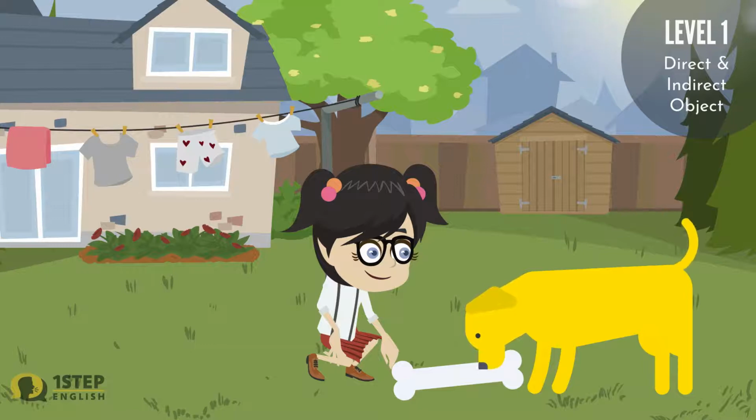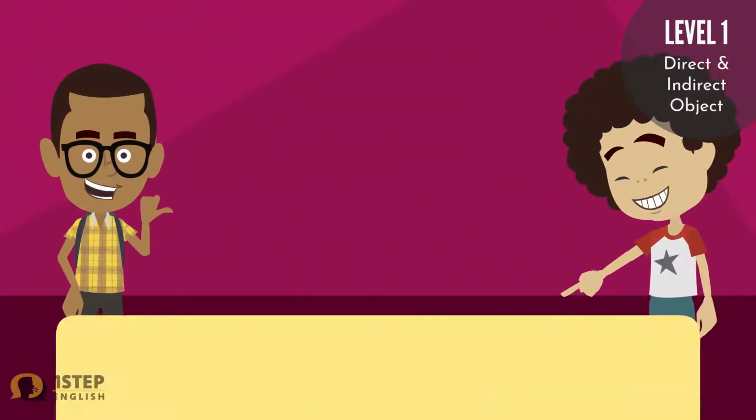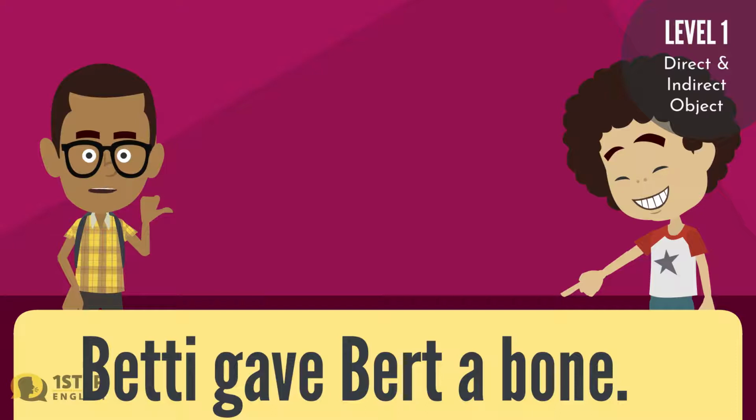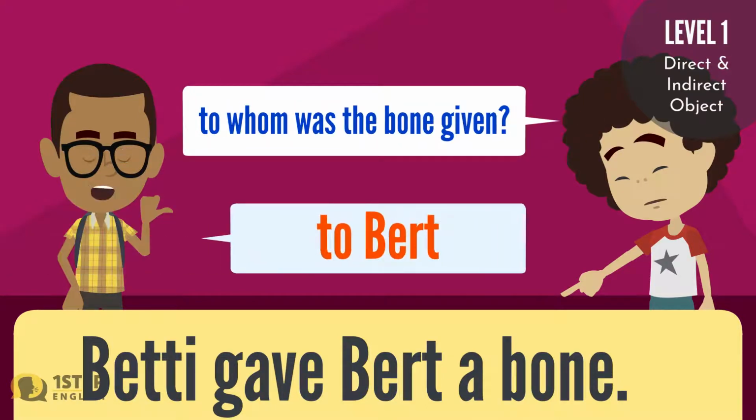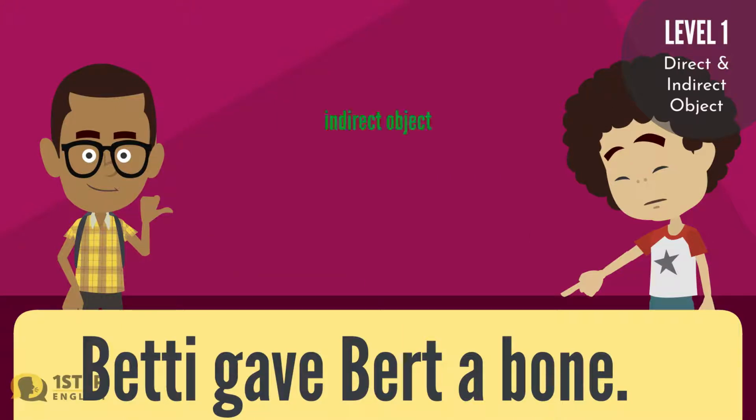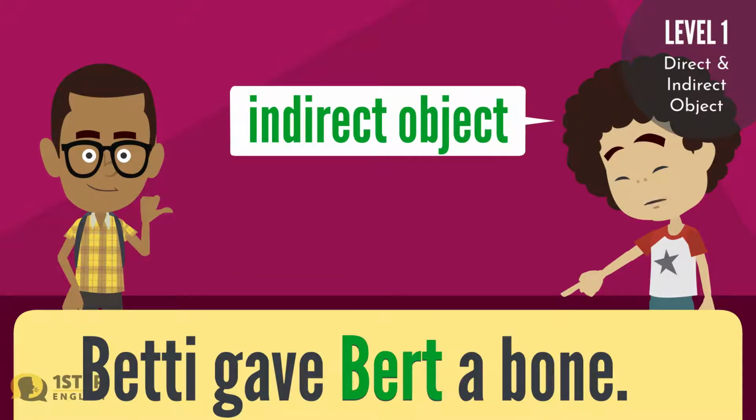Betty gave Bert a bone. To whom was the bone given? To Bert. Bert is the indirect object.